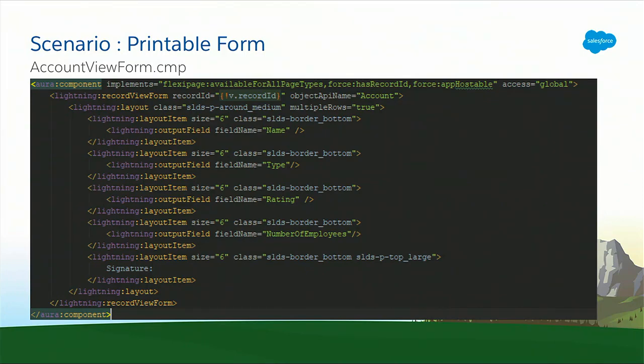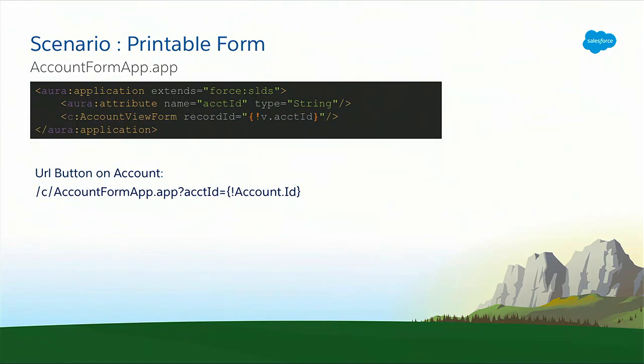But I did use Lightning record view form. I have some markup. I'm going to gloss over that for a minute. Basically what I'm trying to do is create a form that I can print out the data. The way to do that is to put it in a Lightning application. A lot of people just use this for testing, but I found that this was the one way that I could open up a new tab and print out the data to the screen. So I use a Lightning application, and I pass in my component. I'm passing in account view form into the application along with the account ID.